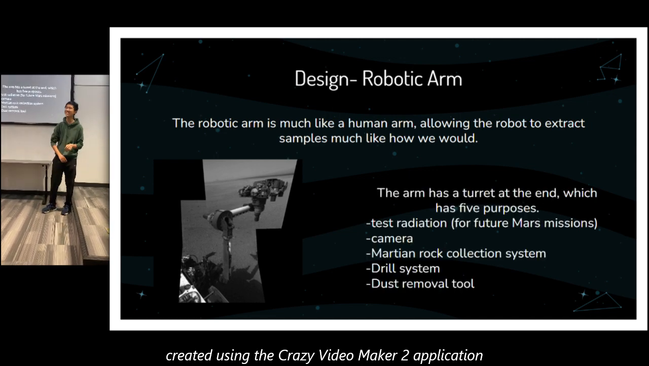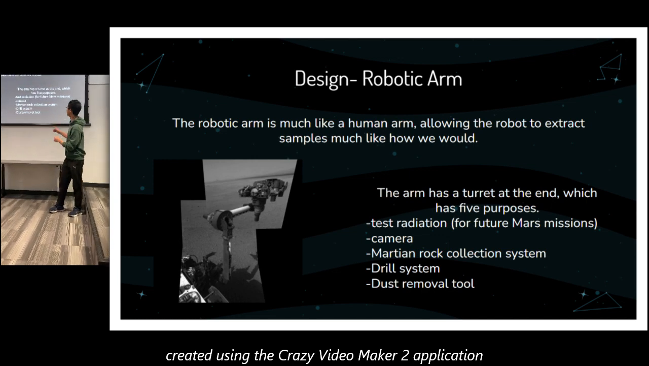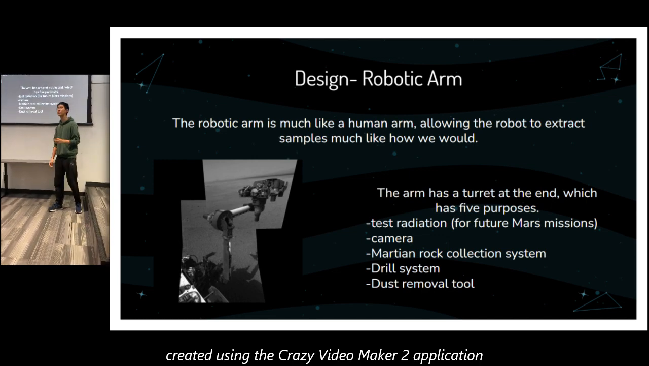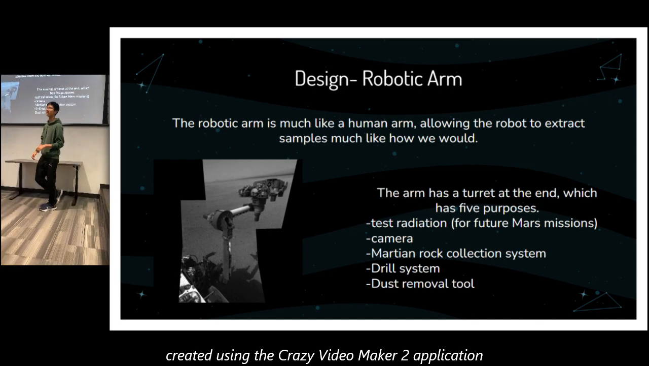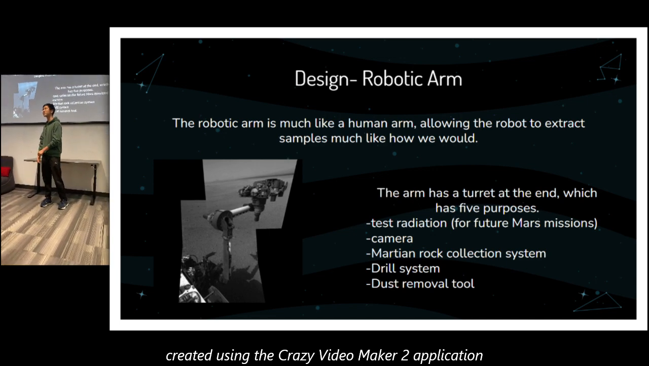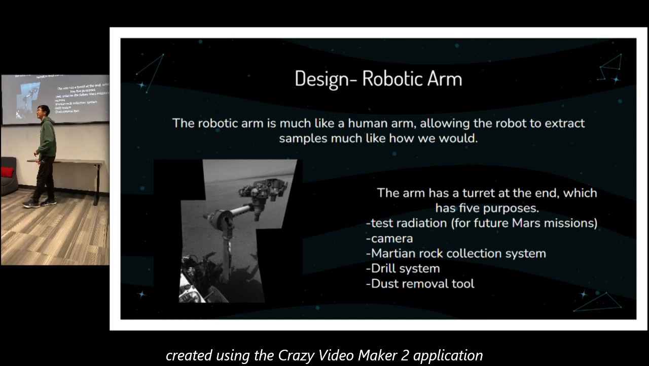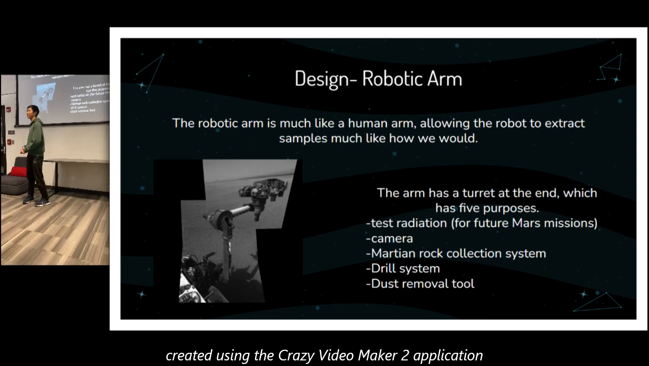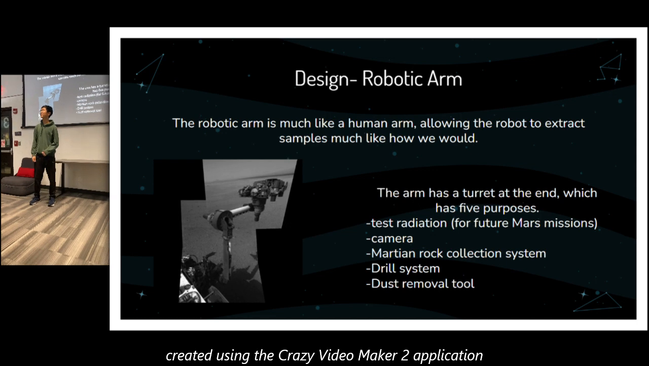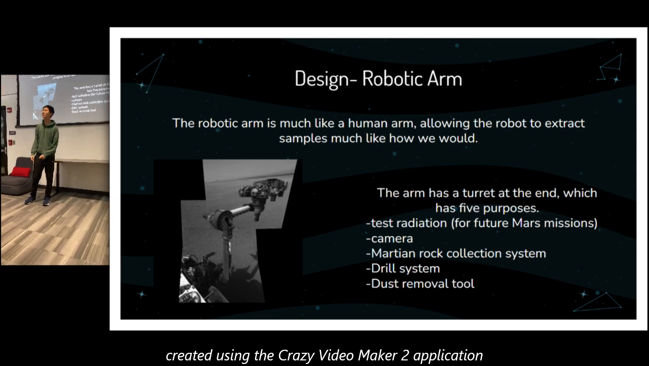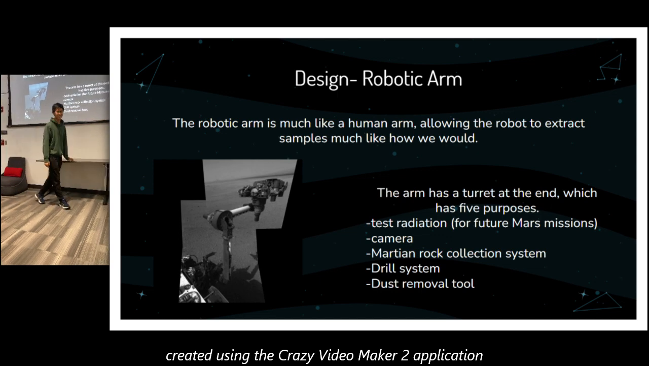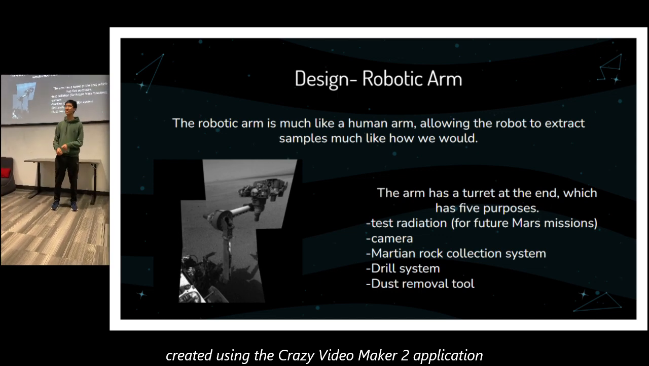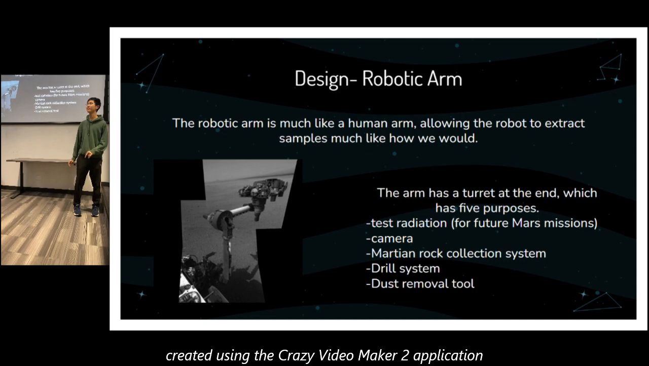These 5 parts are to test radiation, which is for future Mars missions, and to determine if Mars had a magnetic field in the past. It has a camera so that we can monitor the health of the robotic arm, and a rock collection system so we can store the rock, a drill system so we can get the rock out of the ground, and a dust removal tool for the camera and for the drill.